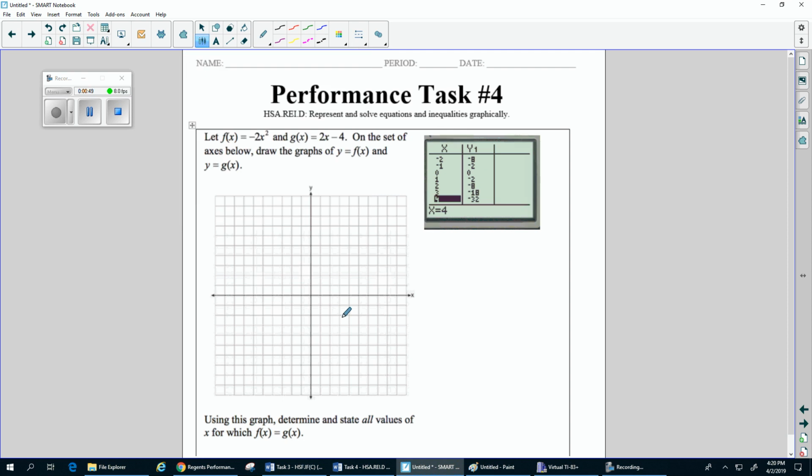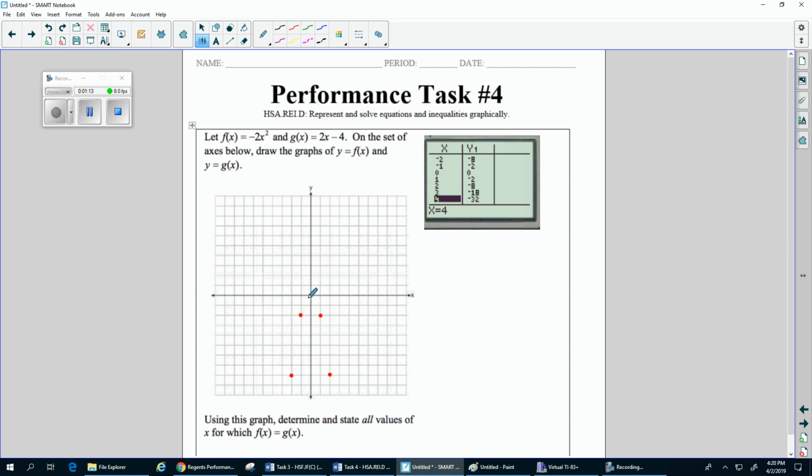Okay. Negative 2, 8. Negative 8. So that's down here. Negative 1, negative 2, 0, 0, 1, negative 2, and 2, negative 8. I can't plot any more points, so let's just go ahead and try to connect these.